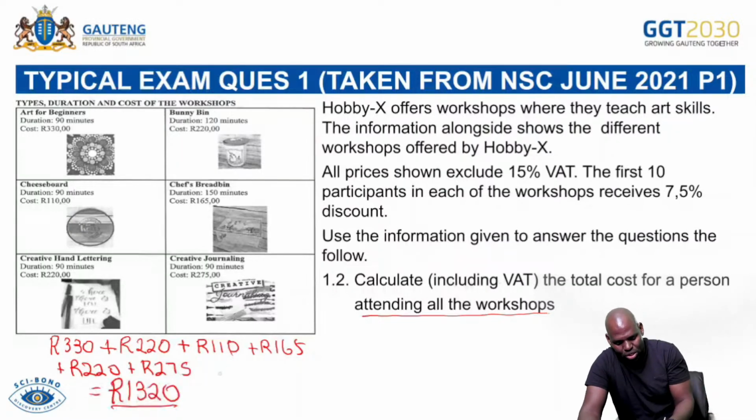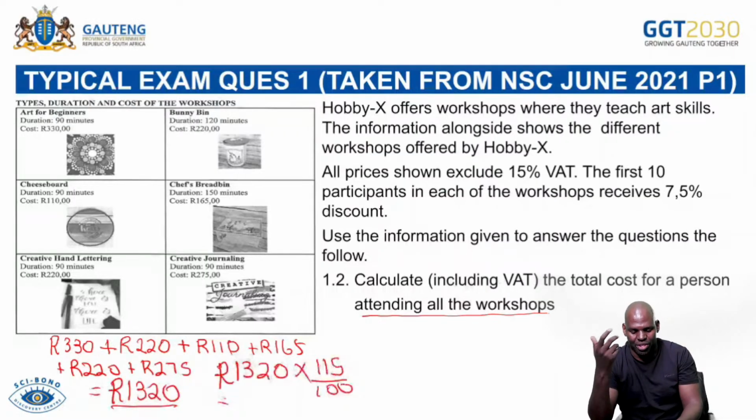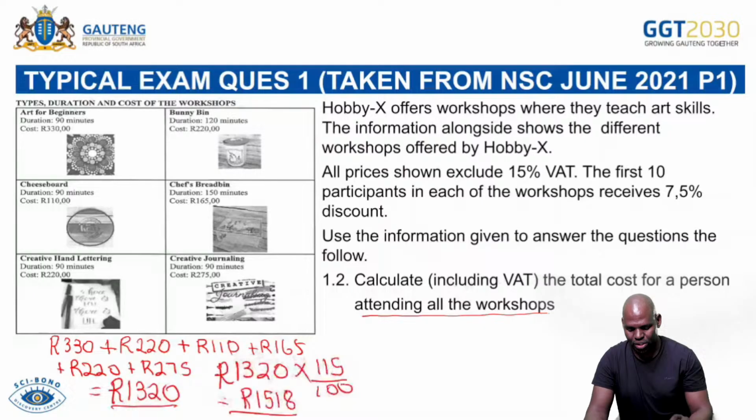We are using 15%, so this one is 1,320 rand. We multiply by what? We multiply by 115 over 100, or we multiply by 1.15. Some of you might just say 1,320 rand multiplied by 115%. You press the percentage key on your calculator, or you say 115 out of 100, or you say 1.15. But in the end, the answer will be the same. So 1,320 multiplied by 115 divided by 100, then I get 1,518. So now this is the total cost including VAT. Very, very important.